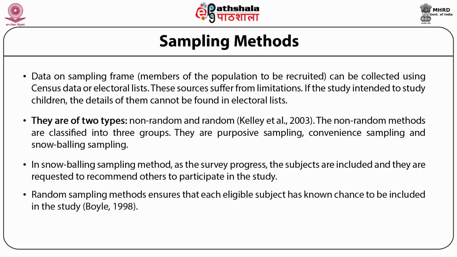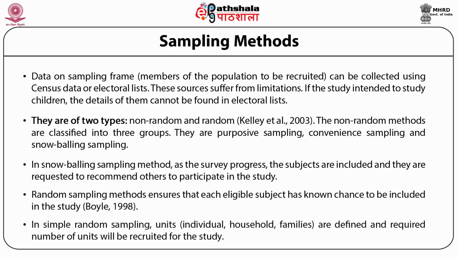Random sampling methods ensure that each eligible subject has an equal chance to be included in the study. These sampling methods can be categorized into simple random sampling, systematic random sampling, stratified random sampling, cluster random sampling, and multi-stage random sampling. In simple random sampling, units, that is the individuals or households or families, are defined and the required number of units will be recruited for the study.